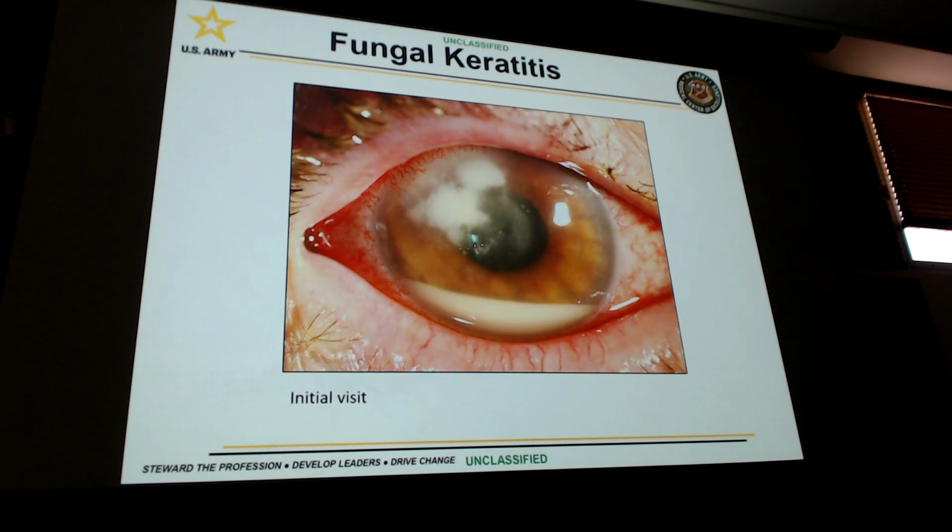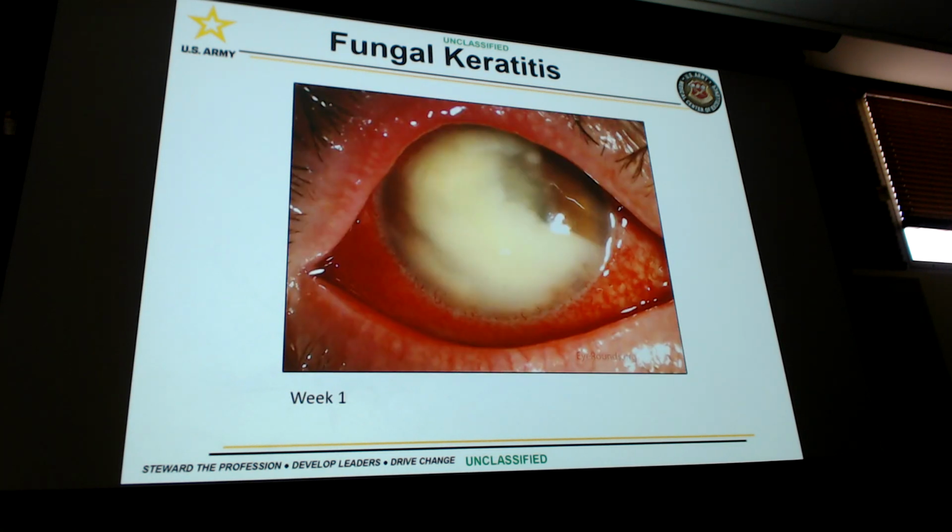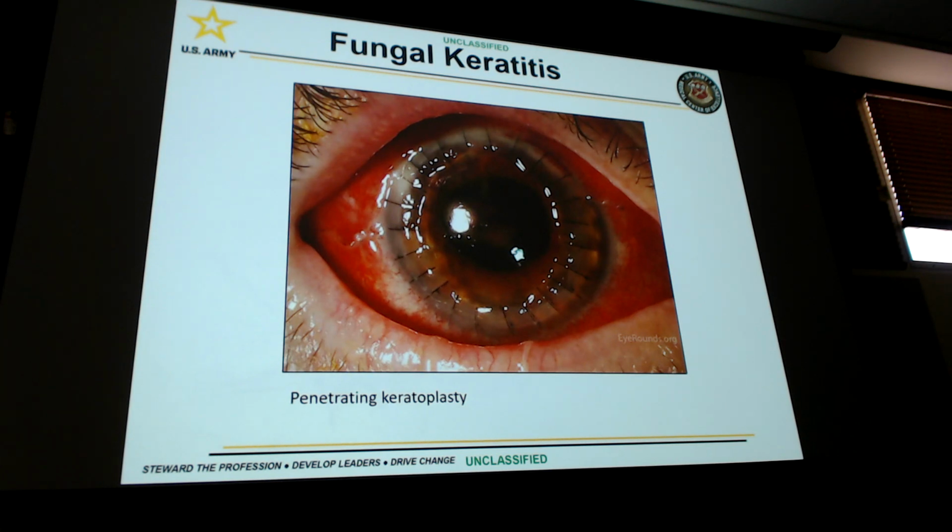So here is fungal keratitis at the initial visit. Okay. This is a few days later. So this is a really good example of hypopyon here. This is all white blood cells accumulating in the anterior chamber there. That is white blood cells. That's hypopyon. Okay. This is the actual site of injury there. That's after 1 week. Okay, this patient had to get a corneal transplant. That's a bummer.